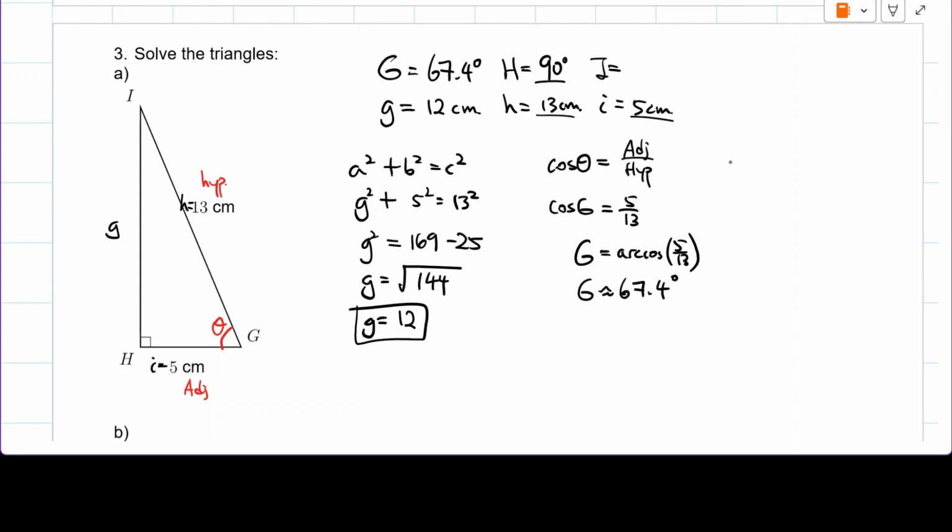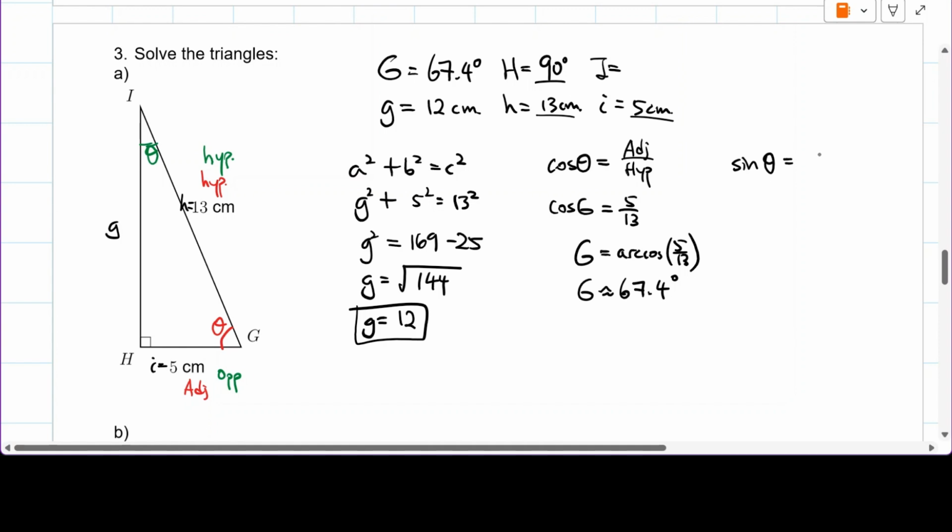Finally, let's find the I angle. And once again, from the perspective of I, I know that the side I is my opposite side, and the side H is my hypotenuse side. So I need to find the ratio that involves opposite and hypotenuse, which is going to be sine. Let's use sine theta is equal to opposite over hypotenuse, using SOHCAHTOA. So sine I is equal to 5 over 13.